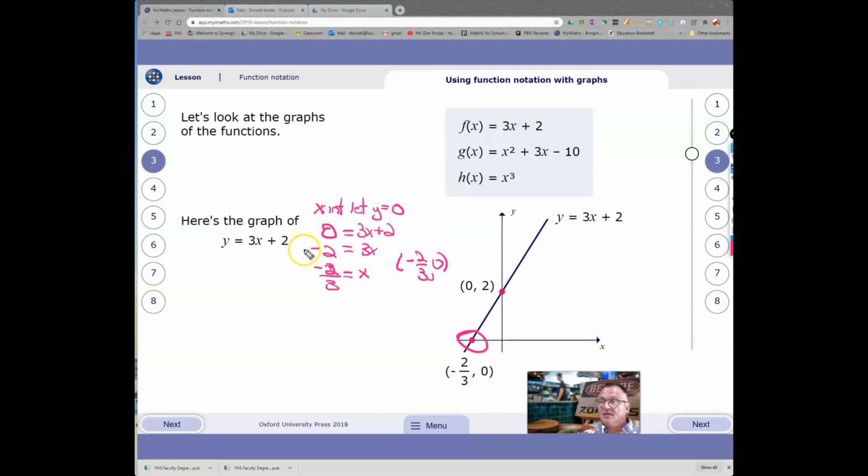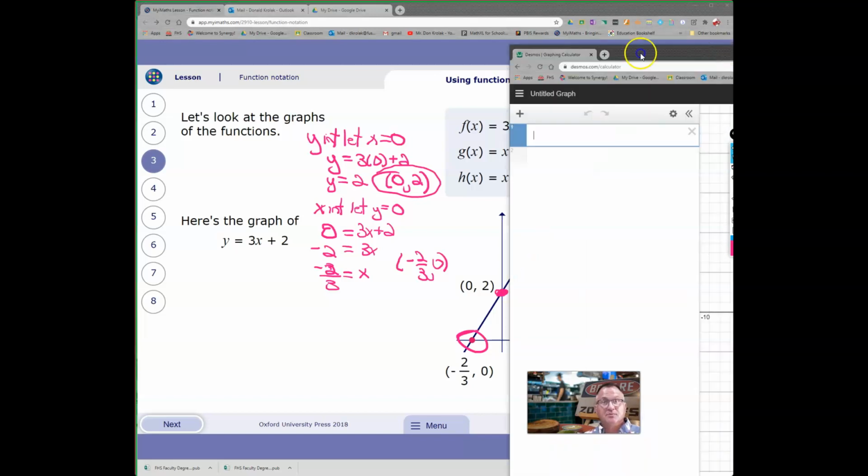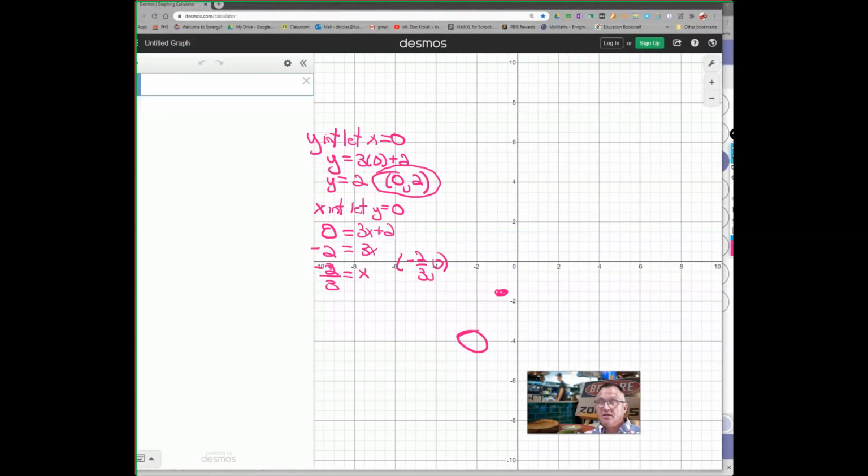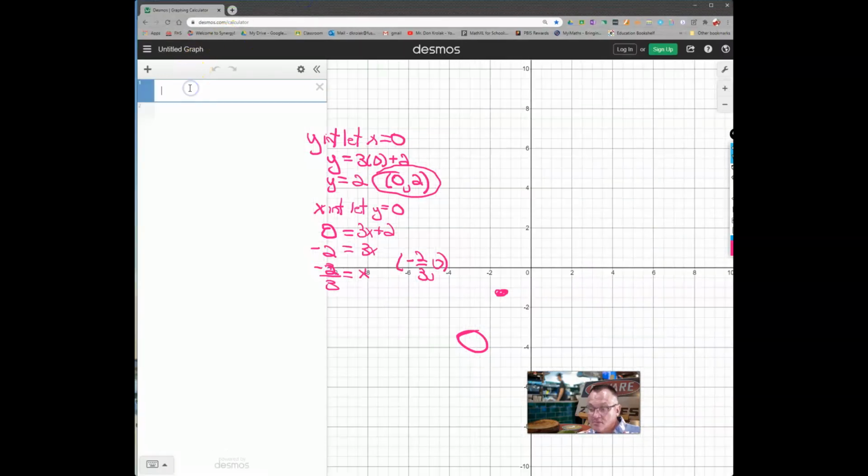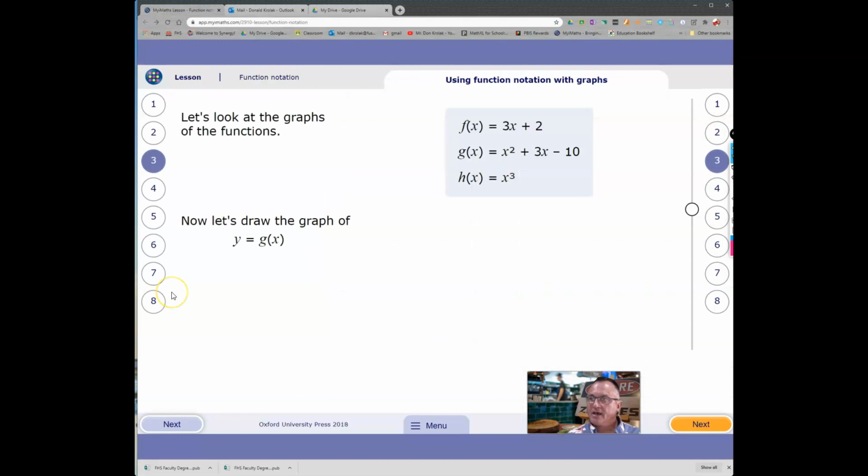Okay, to get the y-intercept, you're going to let the x variable equal 0, and then here's our y-intercept, and then just connect the 2 points. Okay, or you can log into Desmos and plug in that equation. Y equals 3x plus 2. And there's our graph. All right, now we're going to graph the parabola here.